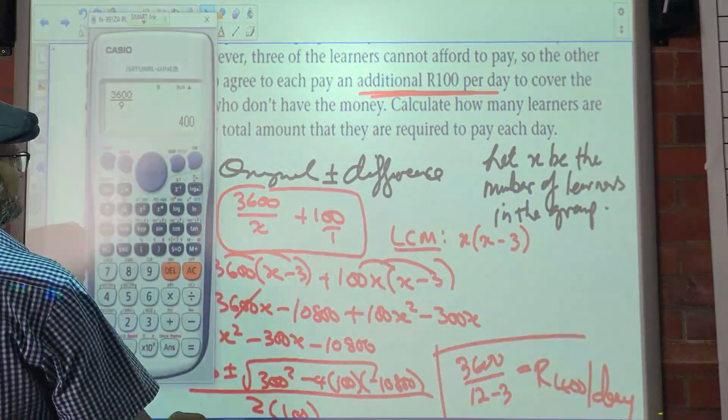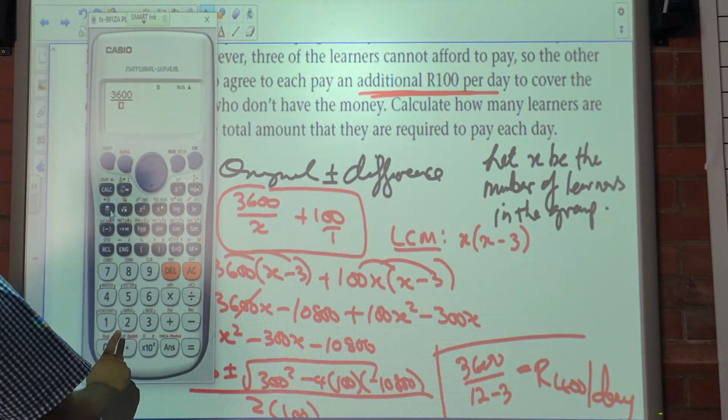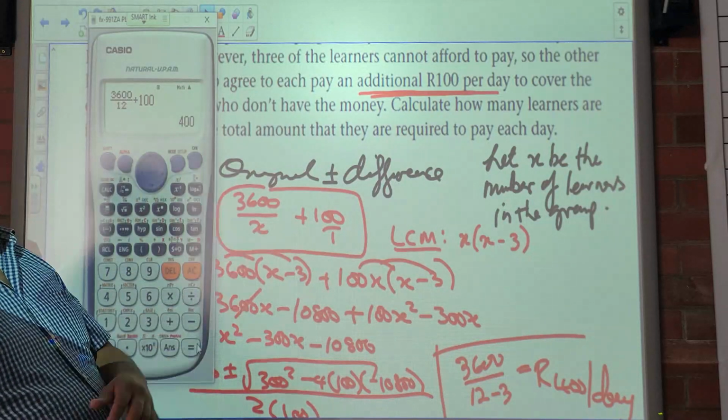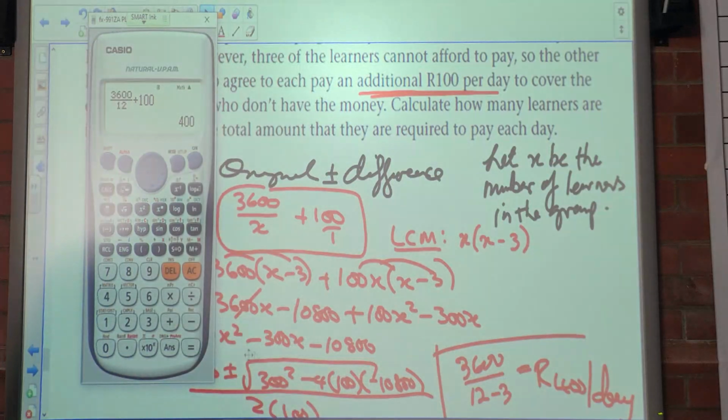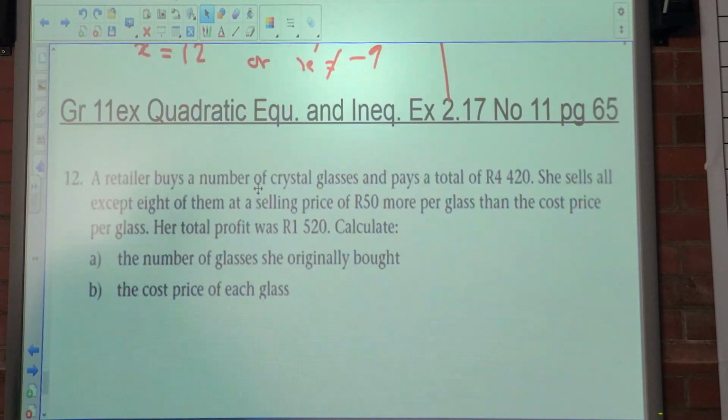Let me just check. So this would have also given you 400: 3,600 over 12 plus 100 would have also given you 400. Okay. Any other confusion there? No?